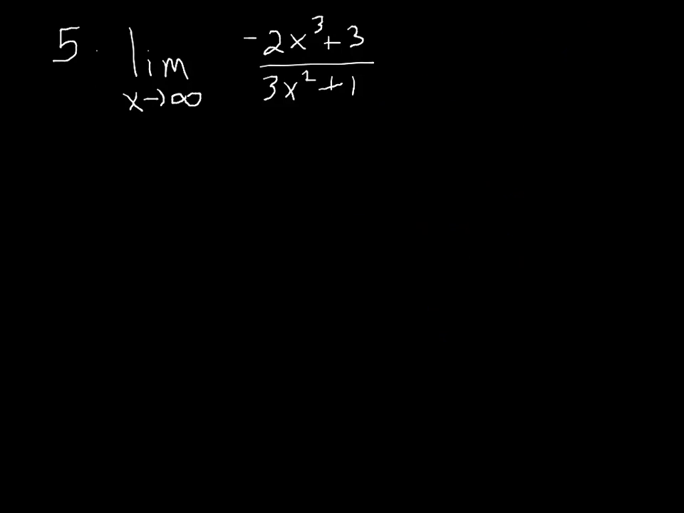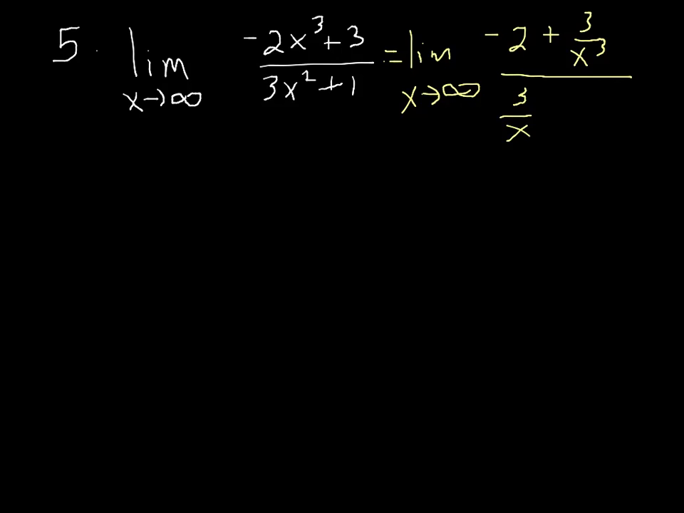Okay. So let's try this again. Limit as x approaches infinity. If I divide everything by the biggest power, which this time is x³, I'd have -2 plus 3 divided by x³, divided by 3 over x plus 1 over x³. Okay. So what are we going to end up with here?